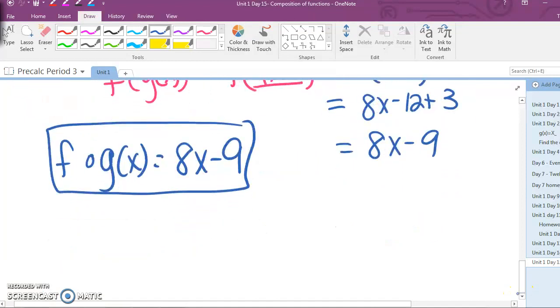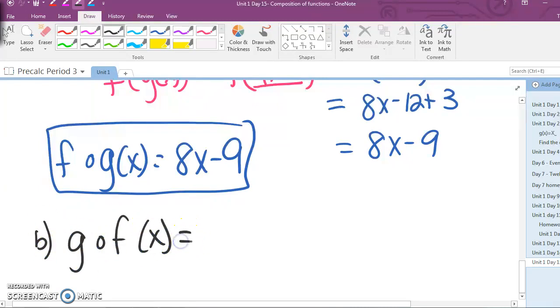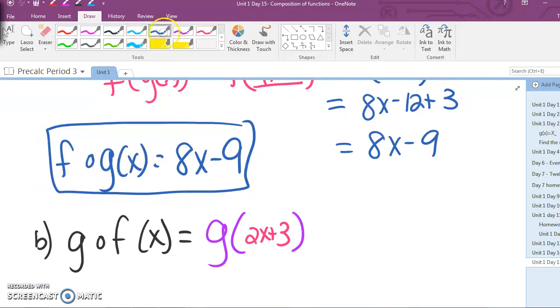I'm going to do one more example like that. This time I'm going to do g of f of x. So for this one, I'm starting with g and I'm inputting f into that. And f was 2x plus 3. So I'm starting with g, I input 2x plus 3. So that means that g was 4x minus 6, so I have 4 times 2x plus 3 and then minus 6. And again, I'm going to simplify, so I'm going to distribute.